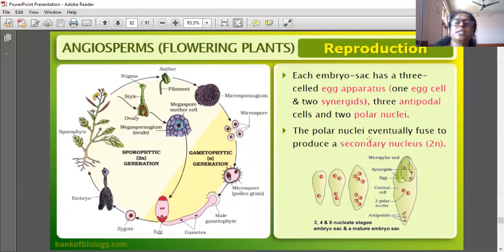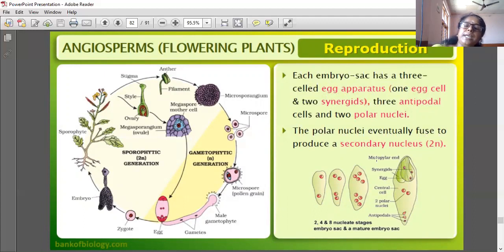Each embryo sac has a group of cells called the egg apparatus. This is the egg apparatus. In the egg apparatus, 1 egg is there and 2 synergids are there. Then there are 3 antipodal cells and 2 polar nuclei. This is the egg apparatus, and these 3 are the antipodal cells and these are the 2 polar nuclei.